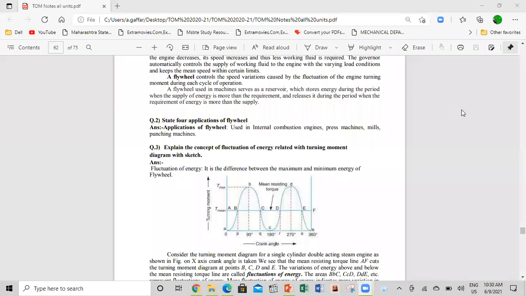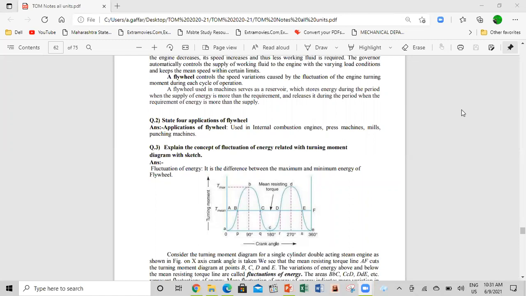So yesterday we have seen the function of flywheel in IC engine or in four-stroke engine. So what is the main function of flywheel? To control the speed variations.